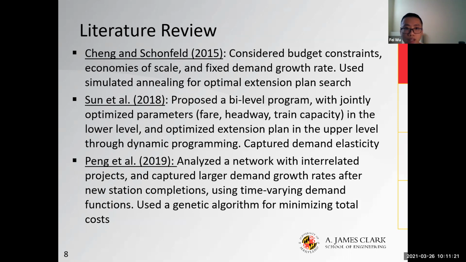As you can see, most of these studies are considering the minimization of overcost, and also the problem structure as mostly bi-level ones.